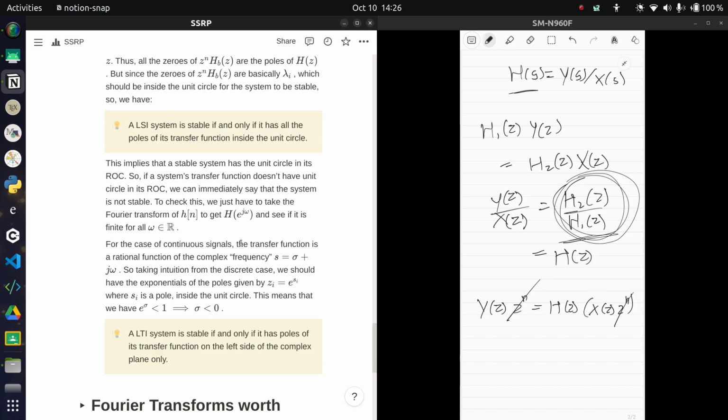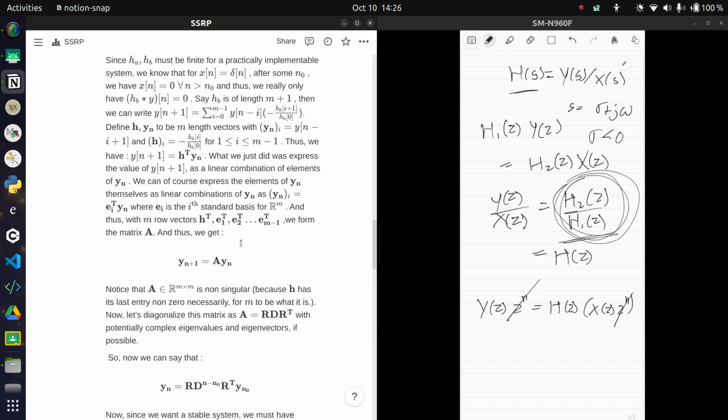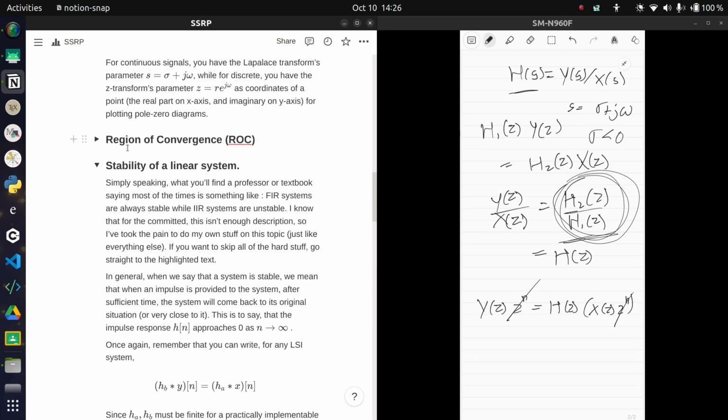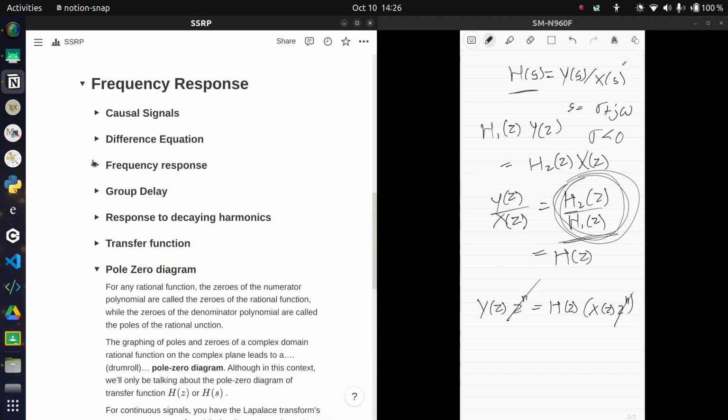the poles of its transfer function are on the left side of the complex plane only. There should be no pole on the right side of the complex plane. If s is defined as sigma plus j omega, your sigma should necessarily be less than 0 for every pole. Alright, so that is stability for linear systems.